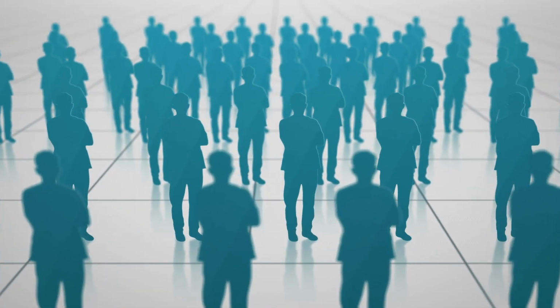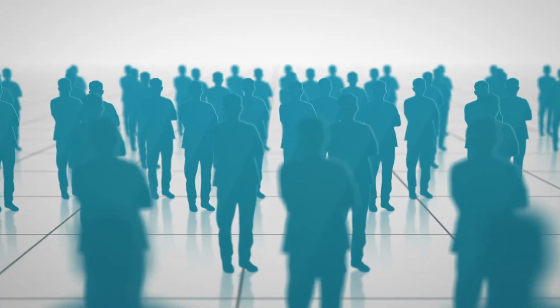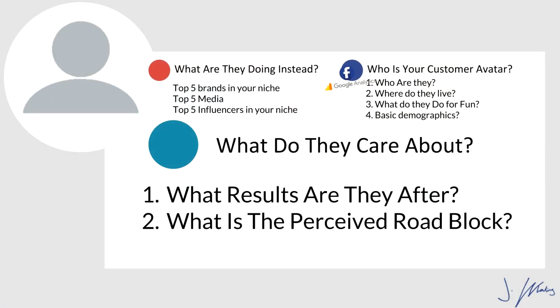And this is something that's actually going to be instrumental in making sure that you're successful with your marketing campaigns moving forward. Because right now, we just have a basic picture of what your customer avatar looks like. Now it's time to take it a step further and figure out, how do we actually communicate with your customer avatar? And this communication can be broken down simply into 2 easy questions. Of course, we can be a lot more complex, but we're just going to start with these 2. What results are they after, and what is the perceived roadblock?